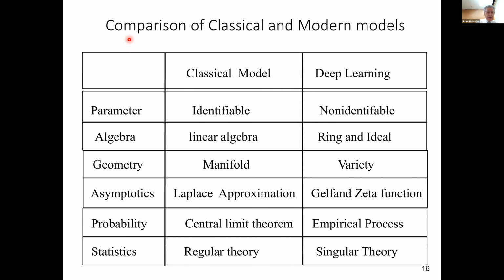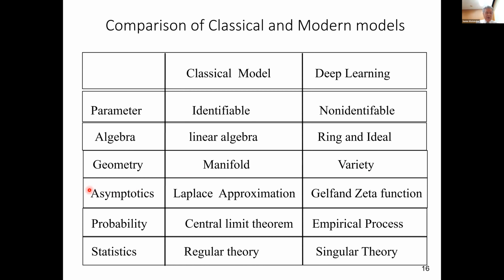So this table is a comparison of classical and modern learning machines. Here, this is a classical model, and this is deep learning. The parameter is identifiable in classical models, and non-identifiable in deep learning. To study classical models, the necessary algebra is linear algebra. However, in deep learning, we need ring and ideal. The set of parameters can be understood as a manifold in classical models. However, the set of parameters of deep learning is an algebraic or analytic variety in general.